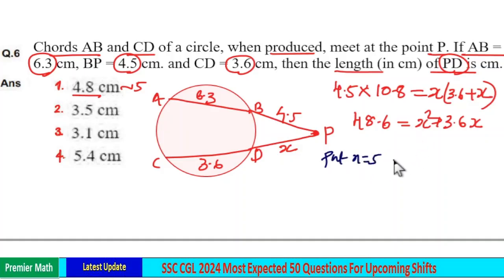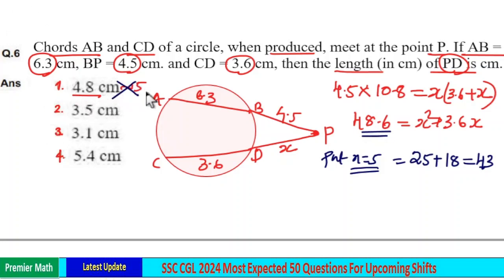Now x square is equal to 5 square is 25 plus 3.6 into 5. 3 into 5 is 15. 0.6 into 5 is 3. So 15 plus 3, 18. 25 plus 18 is equal to 43, which is less than 48.6. Which means even if you put x value as 5, you will get lesser value. So 4.8 is not your answer.